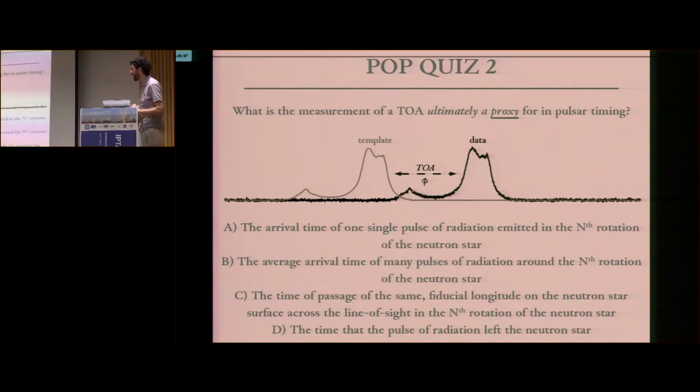Or is it the time of passage of the same fiducial longitude on the neutron star surface across your line of sight in the nth rotation of the neutron star? Or is it the time that the pulse of radiation left the neutron star? And again, take 10 to 30 seconds, think about this, talk with your neighbor if you want, and then I will ask for a raise of hand.